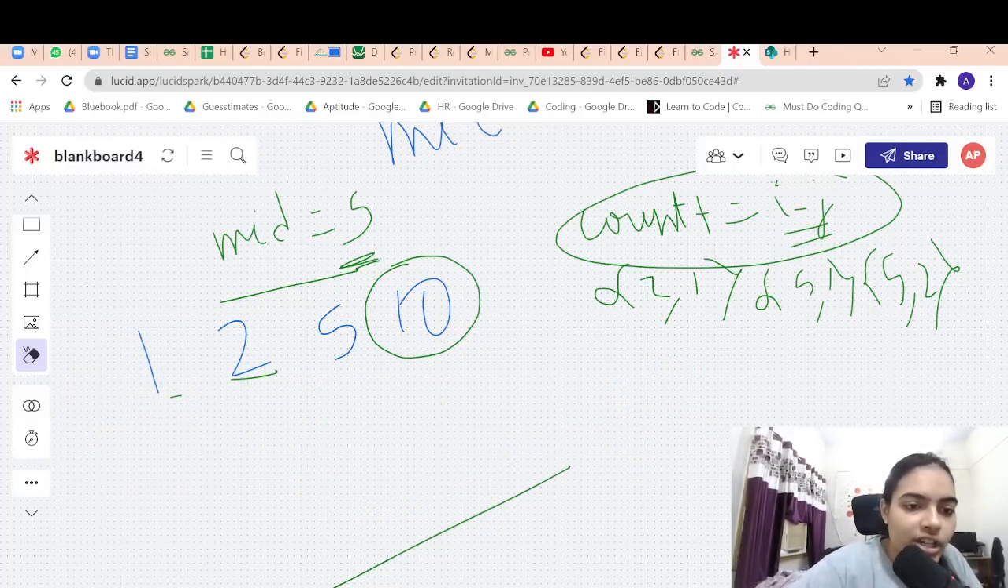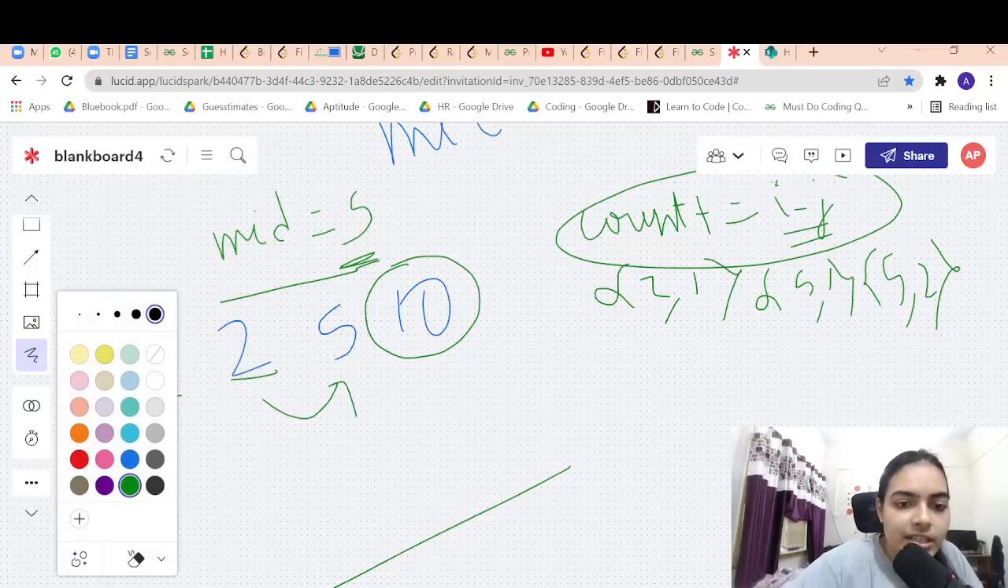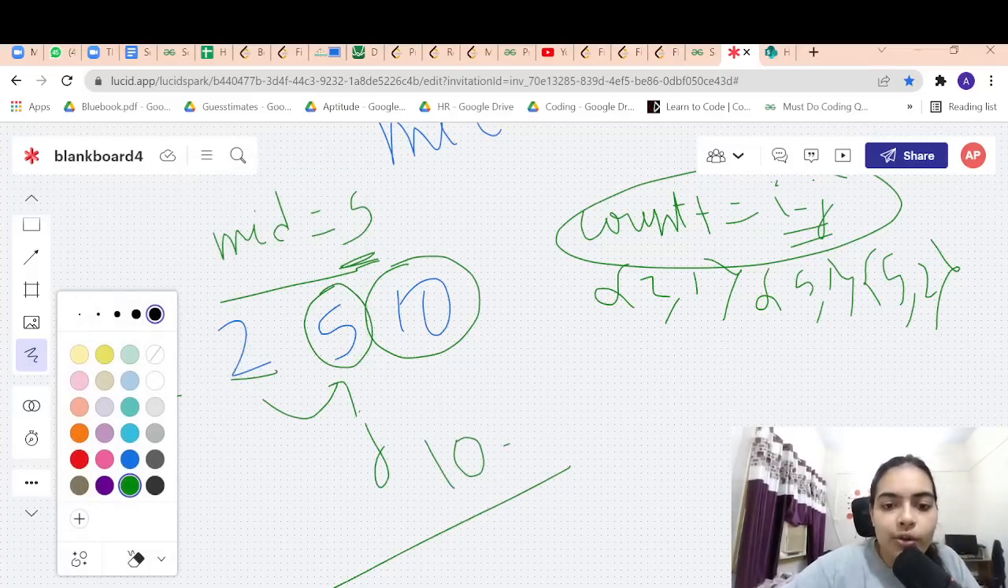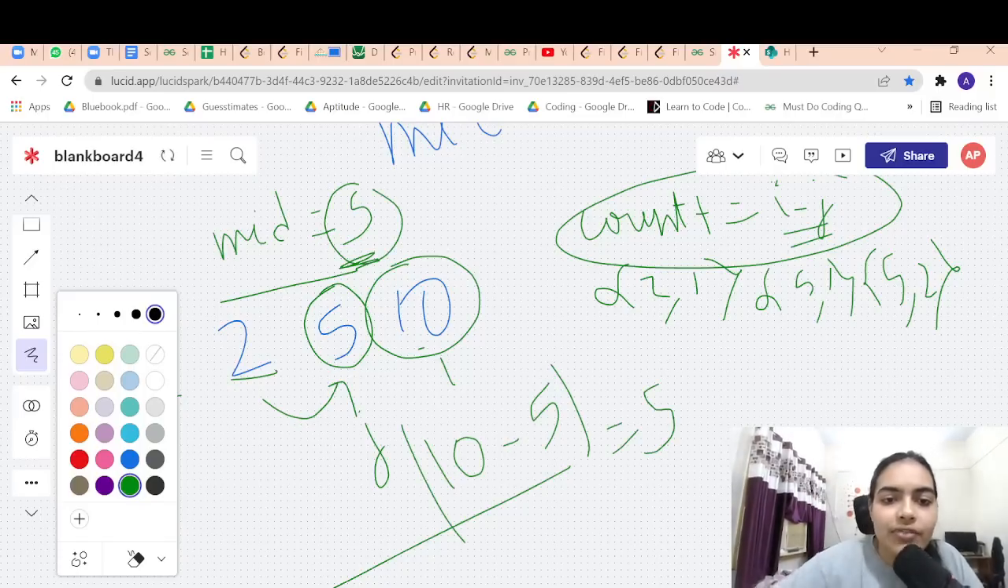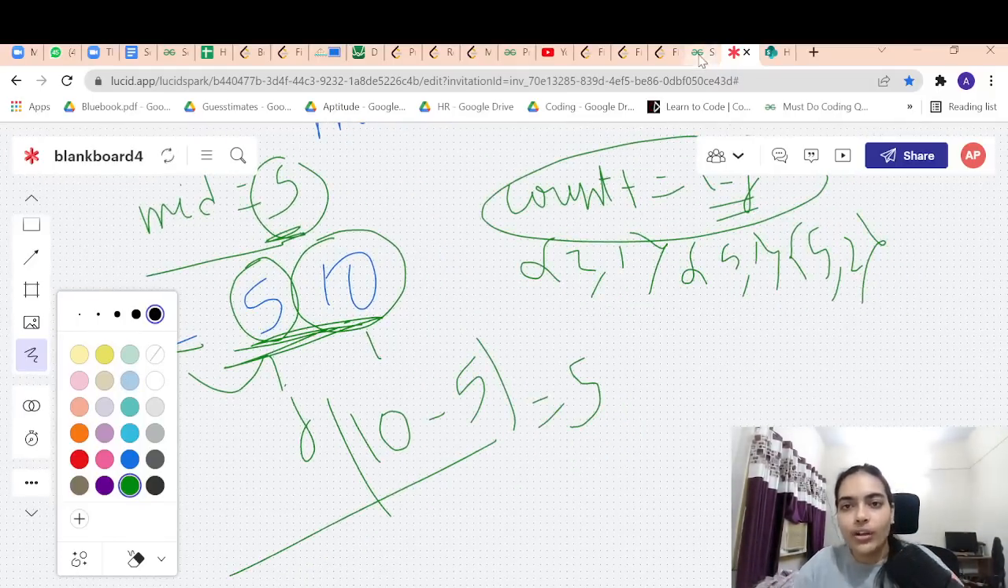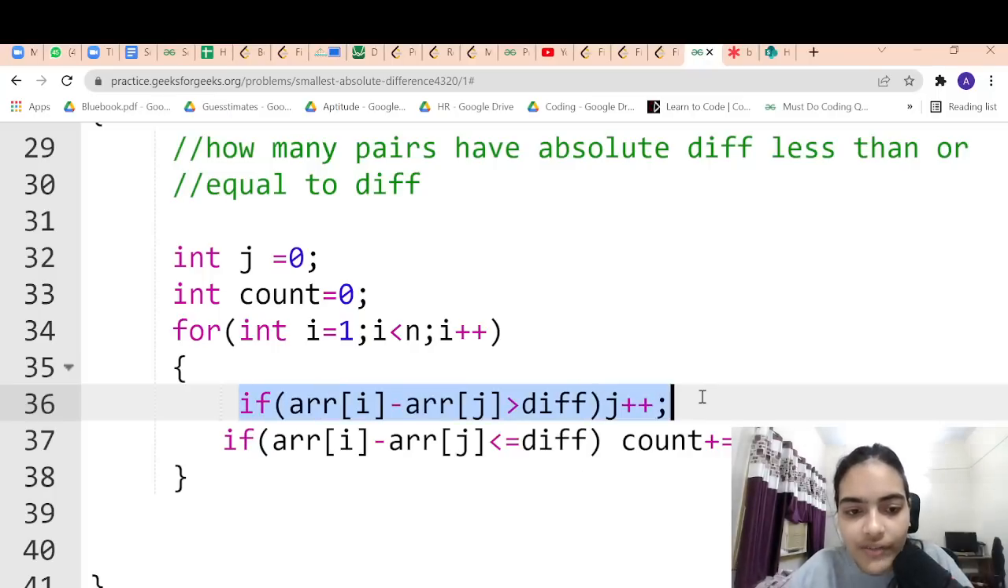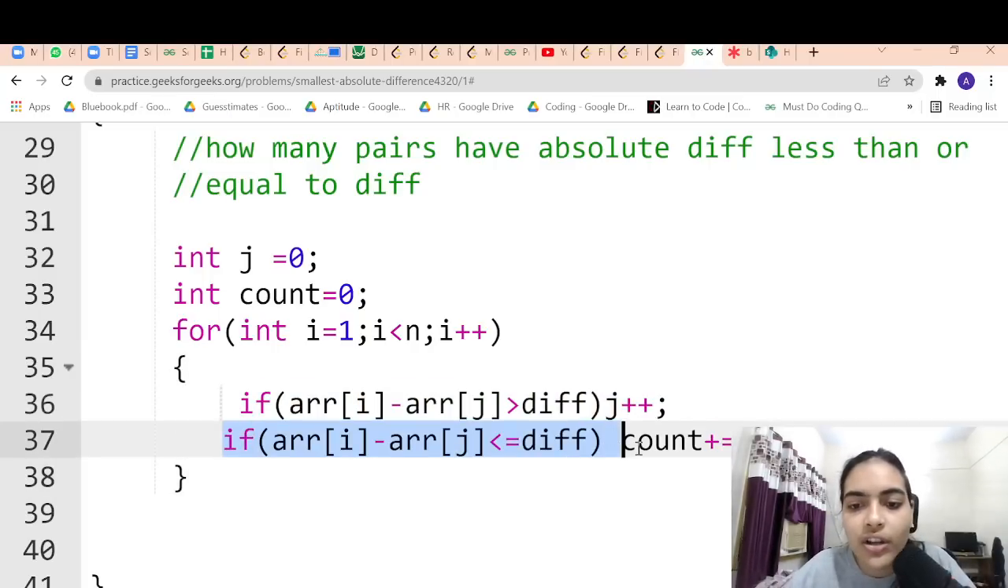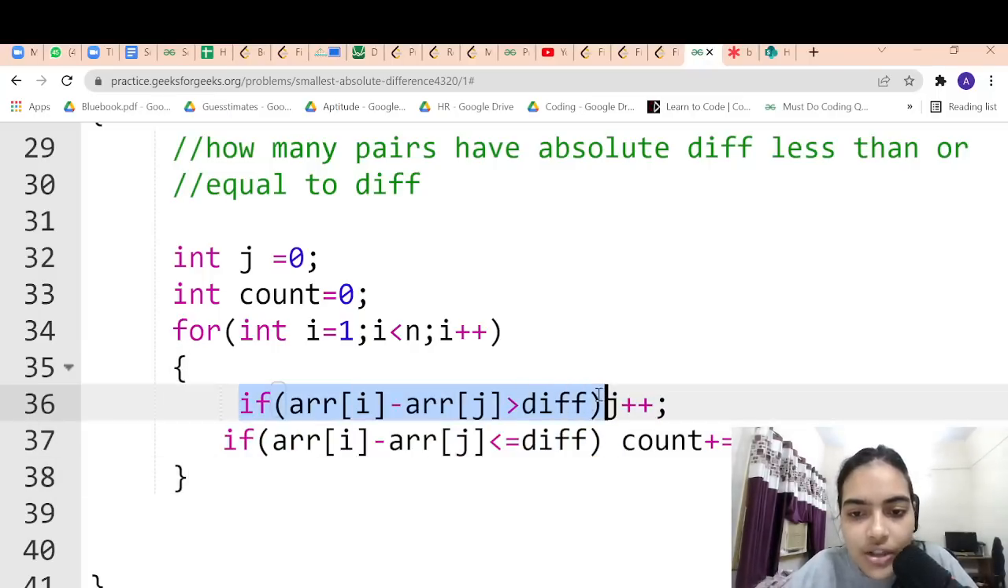Again you will increment the j pointer, and where will j come? J will come here. So now you can check 10 minus 5. 10 minus 5 is equal to 5. 5 is less than, right? Less than equal to 5. So again you found the answer. So we are incrementing the j pointer if this condition is not getting satisfied. See, these are just opposite conditions, right?